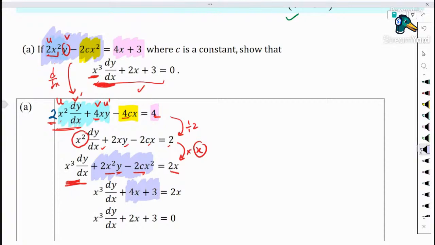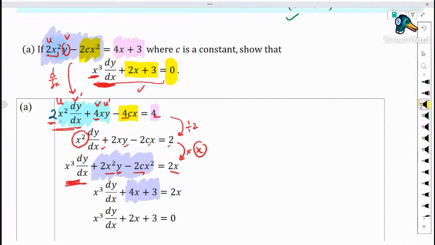So now, at this point here, you substitute the part in purple accordingly. You see the y term and c term is gone. And then in order to achieve the final answer, you need to have the right hand side become 0, and you need to have the terms turn out to become 2x plus 3 come along with the x power 3 dy dx.